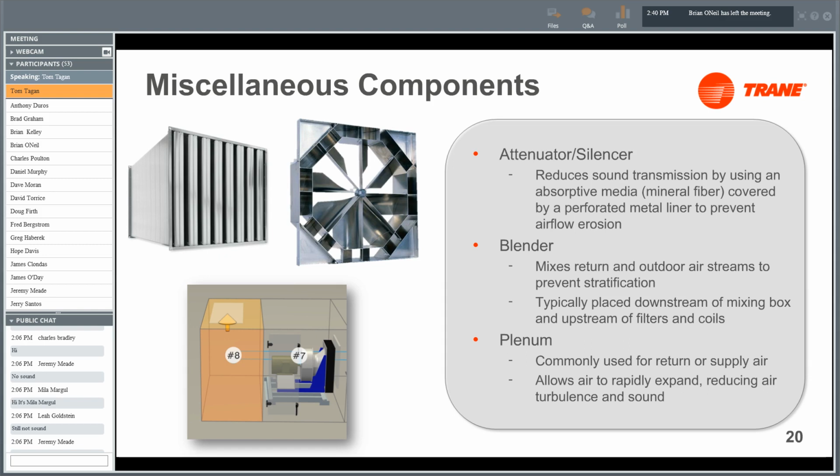And last, we have a plenum. Plenums are commonly used for your return or supply air. So as I mentioned before, this plenum fan pressurizes a box. So this eighth module is going to be pressurized, and the air is going to escape through any opening or damper. So as the pressure builds in this box, the air is going to pass through this top opening. The plenum allows the air to expand rapidly, so this reduces the air turbulence and sound. Once again, if you have a direct drive plenum fan with a sound-sensitive application, it might make sense to use an attenuator, a silencer, with a plenum to reduce the amount of transmitted sound to your occupied space.